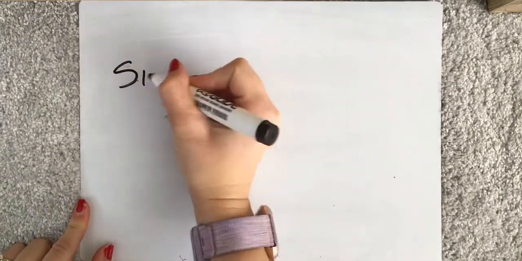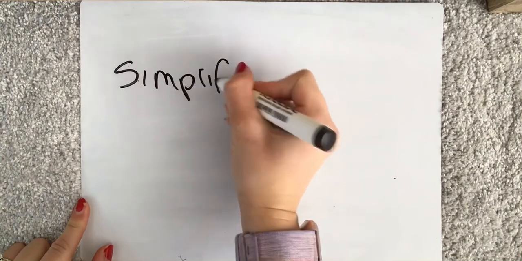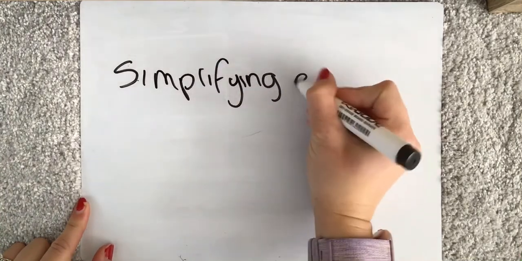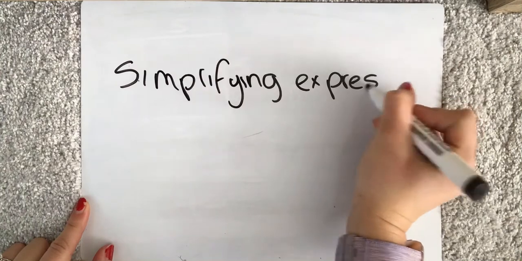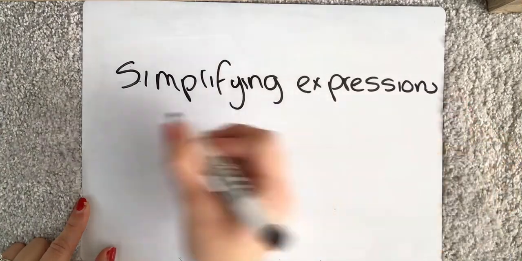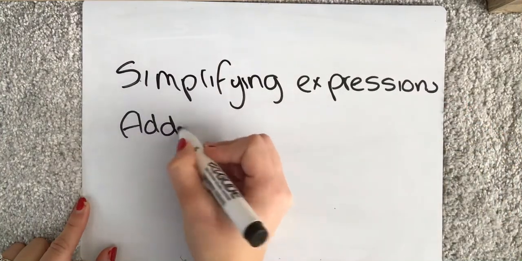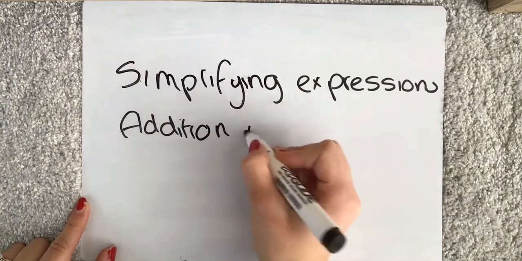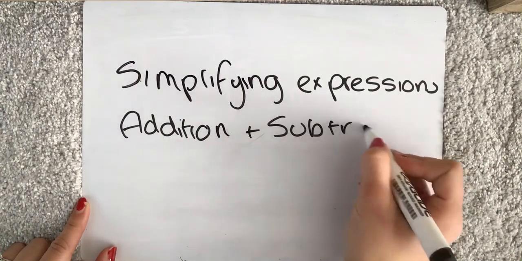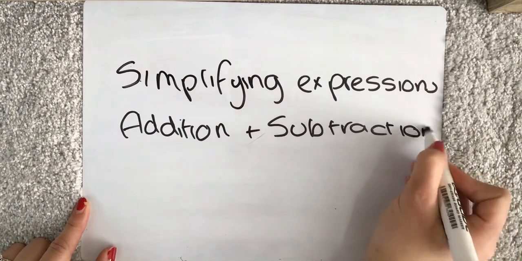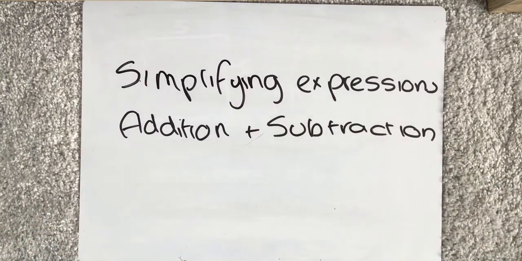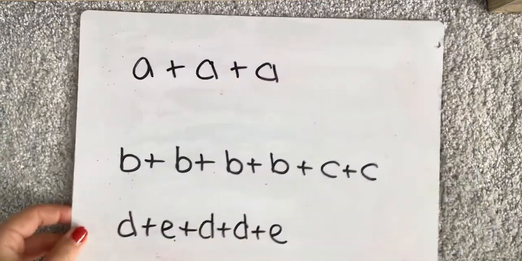Okay, so this is the third video that we're going to look at to do with expressions. And we're looking at simplifying expressions. Okay, and very importantly with this, we're mainly going to look at addition and subtraction. And we're going to look at what happens when we've got those. Okay, now we can start off with really straightforward things. Okay, so starting off with things like this.